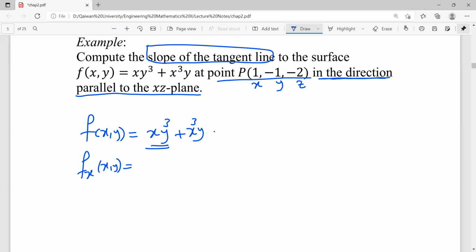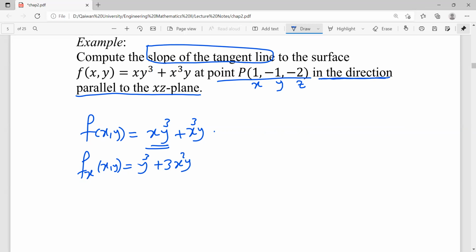Only y cubed. Yeah, because we take the partial derivative with respect to x. So here y cubed is a constant. We just need to take the derivative of x and so on. So you get y cubed. How about the second term? We just take the derivative of x cubed. What's the derivative of x cubed? It's 3x squared. And y is a constant, so we just write down the same. We get 3x squared y. This is f sub x.